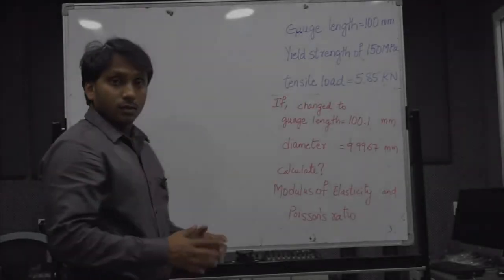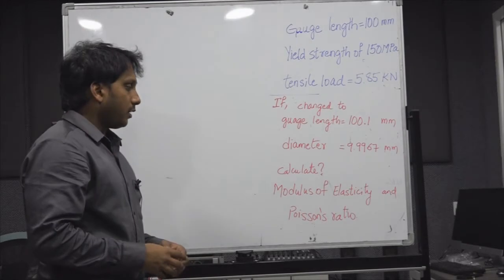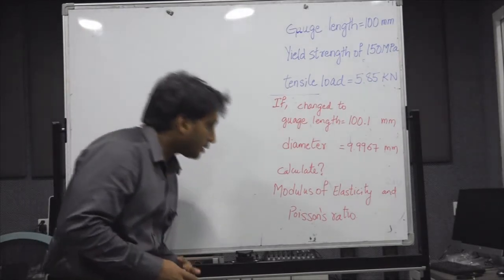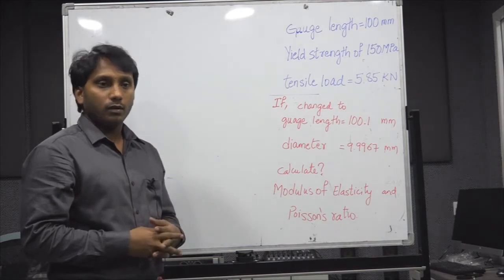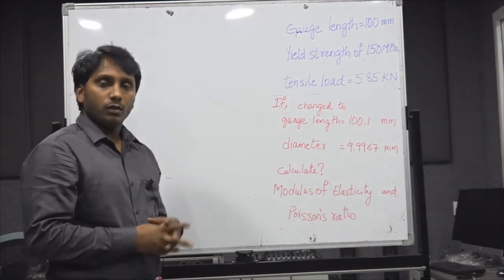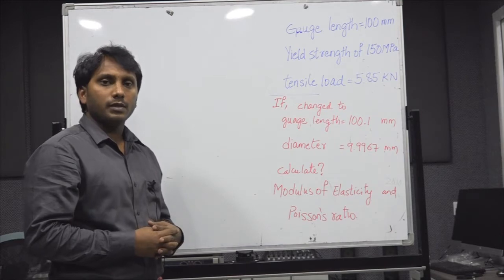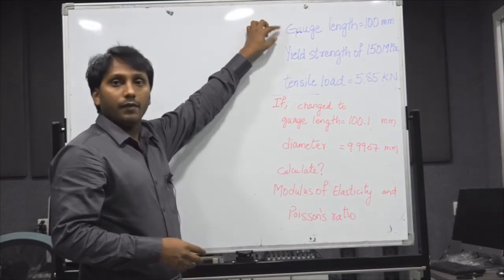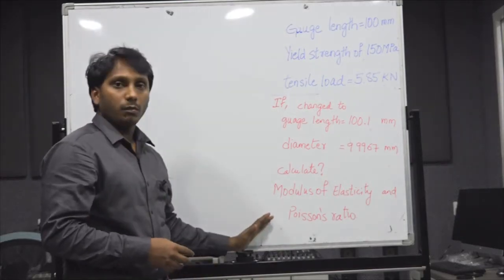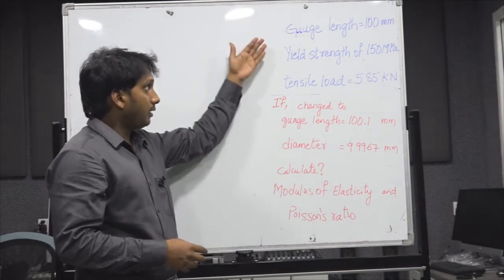Dear students, I am going to explain a problem in slide number 16 in your part 1 slide of unit 2. If you go through this unit 2 part 1 presentation, there is a problem in slide number 16 which says that a rod made of aluminum alloy with a gauge length of 100 mm. I have written the problem in a short manner. I'll read it and I'll tell you.